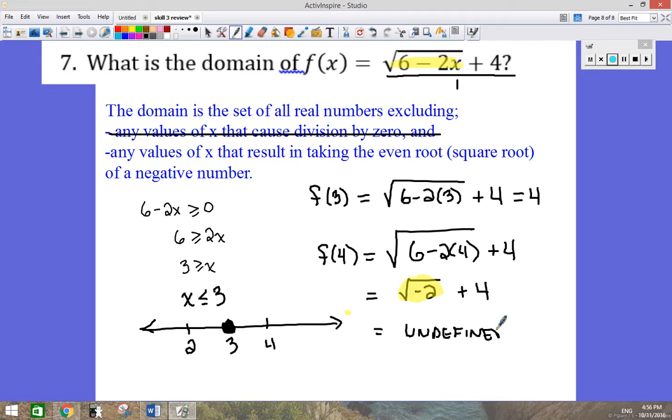I need every number in the domain. If 4 is in the domain, I need it to be defined to be related to some y value. 3 was defined to be related to 4 through this equation. Well, 4 can't be in the domain. What about a number that's less than or equal to 3? What about all of these numbers? Well, if you plug in 2 or anything like that, this subtraction problem is going to be positive. It's 0 when you plug in 3. It's going to be a positive number for values less than 3. So that's my domain.